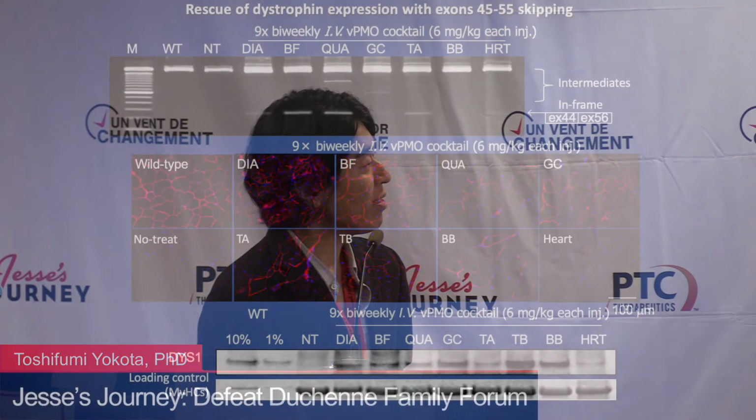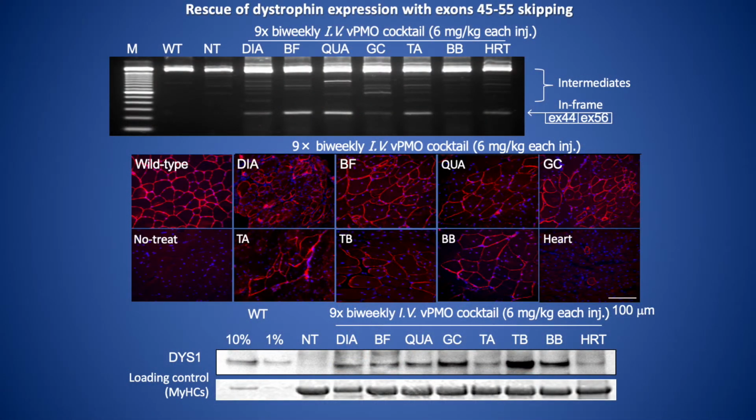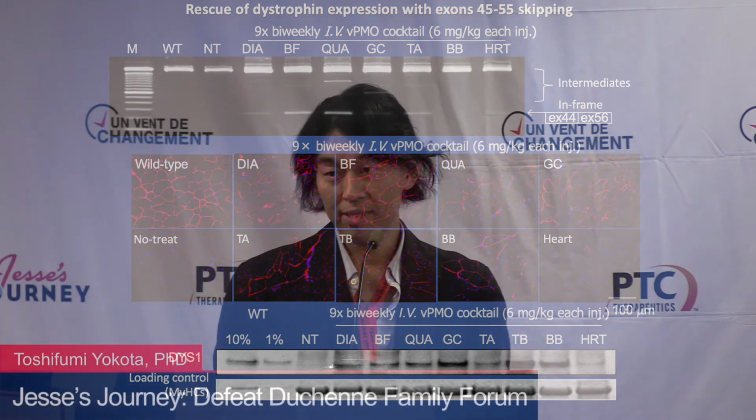And the product is always the same, exon 45 to 55 deletion. So this is a very functional dystrophin protein. So that's a big difference from single exon skipping. This is a mouse study. We can restore the exon 45 to 55 product, in-frame product, in body-wide skeletal muscles and in the heart as well. And we can restore dystrophin expression. We can see it by immunostaining. And we can detect dystrophin expression in body-wide skeletal muscles. So this is a very exciting result.